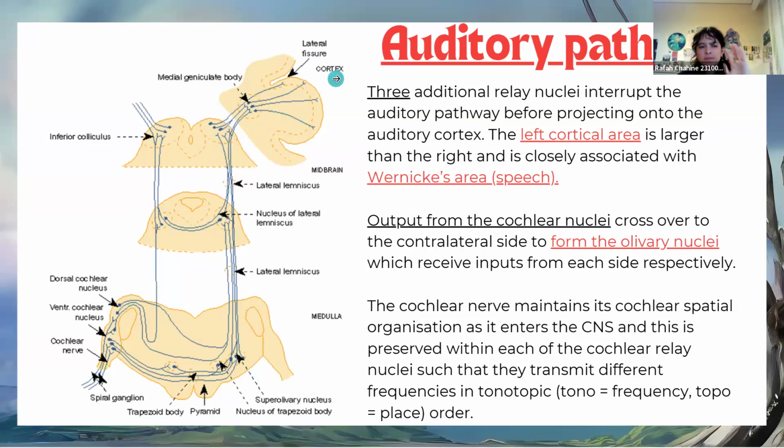to the cortex. One thing that you need to know about the cortex, or specifically where we're going to end up in, is that in the left side of our brain, in the left cortex, it is much bigger than the right side because we have Wernicke's area.